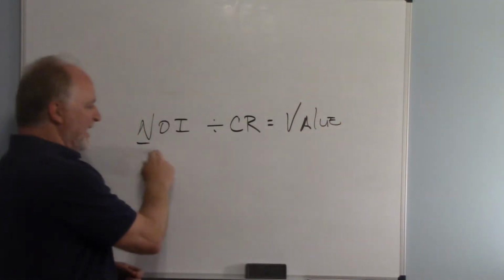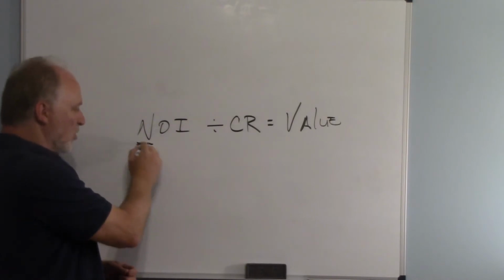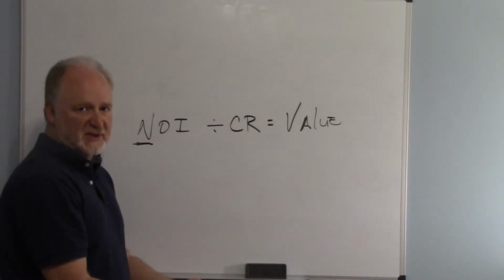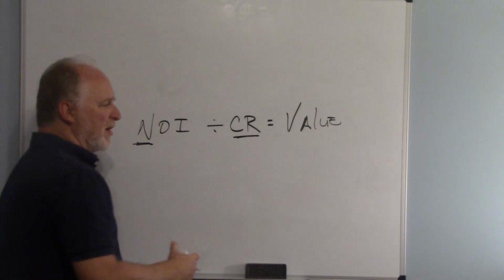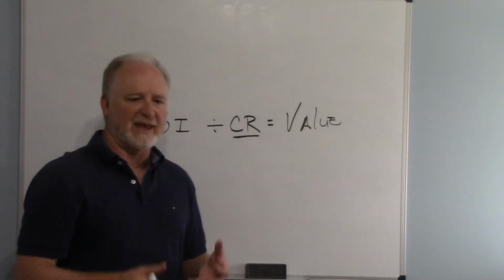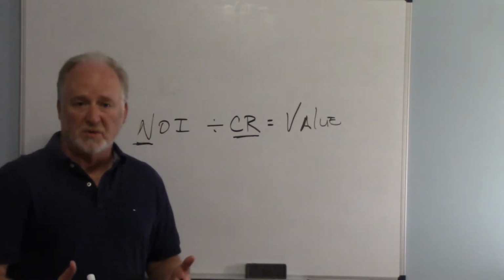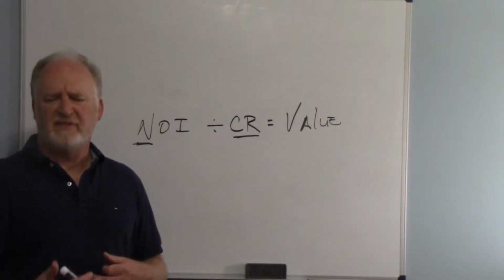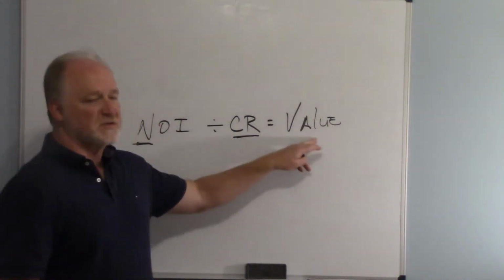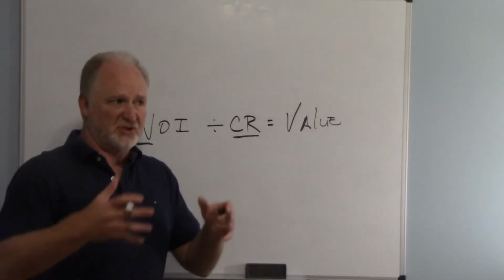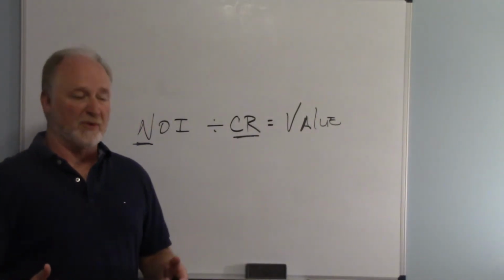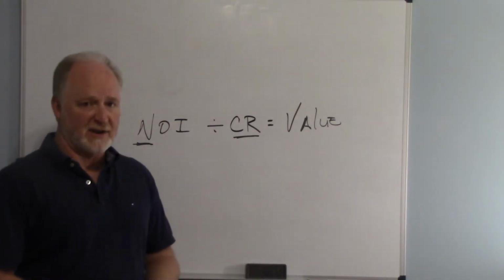Okay, net operating income, focus on the word net, what you have left after you've paid expenses. Capitalization rate, probably a word you're not going to understand right away, but capitalization rate speaks to what an investor wants to return on the property. Think of it that way and you'll be fine. And then of course value, what is this chapter about? This chapter is about determining value of properties, and so that's what we're trying to find here.